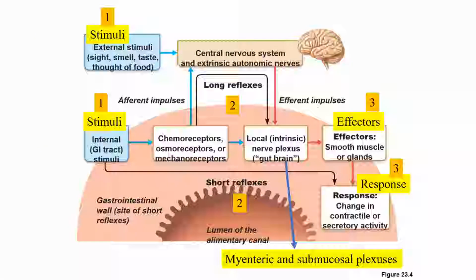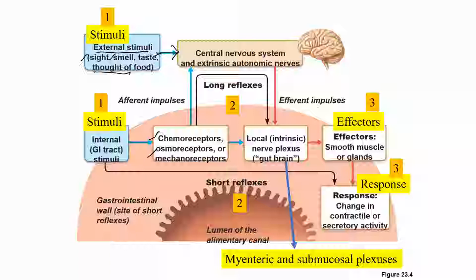This PowerPoint summarizes the concepts that we have been talking about. Remember, the first step is a stimulus. The stimulus is going to be detected by chemoreceptors and mechanoreceptors within the GI tract. But remember that there are also external stimuli that can affect the GI tract. Things like sight of food, smell of food, taste of food, the thought of food. These kinds of stimuli stimulate the central nervous system.